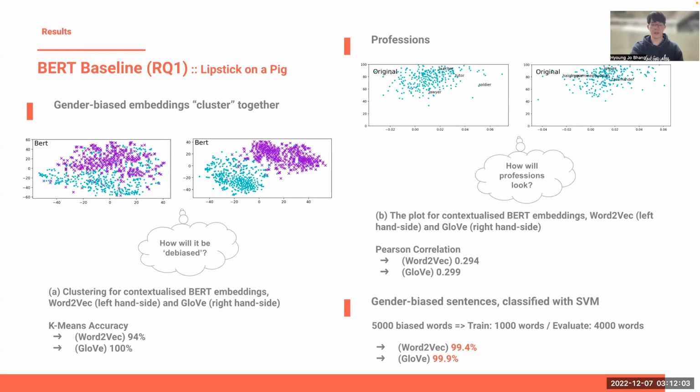Here, just like the replication results, contextualized BERT embeddings cluster by gender.